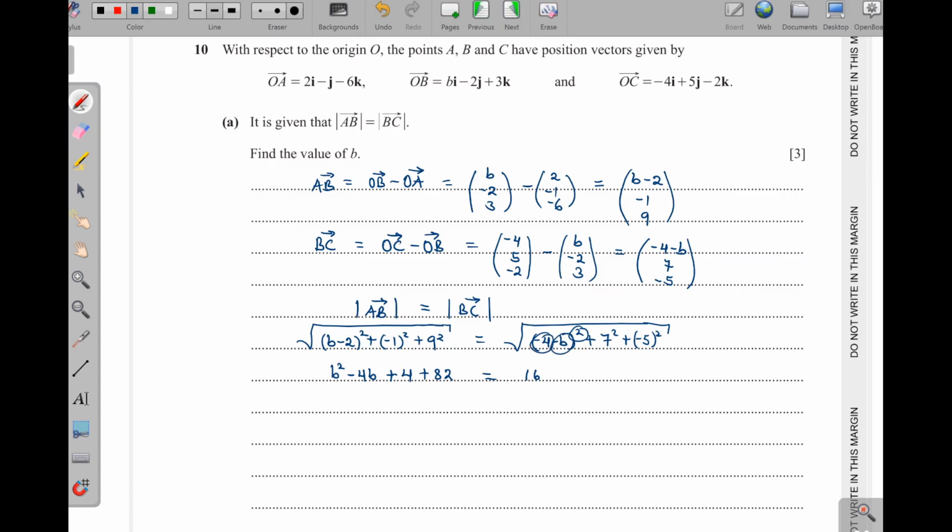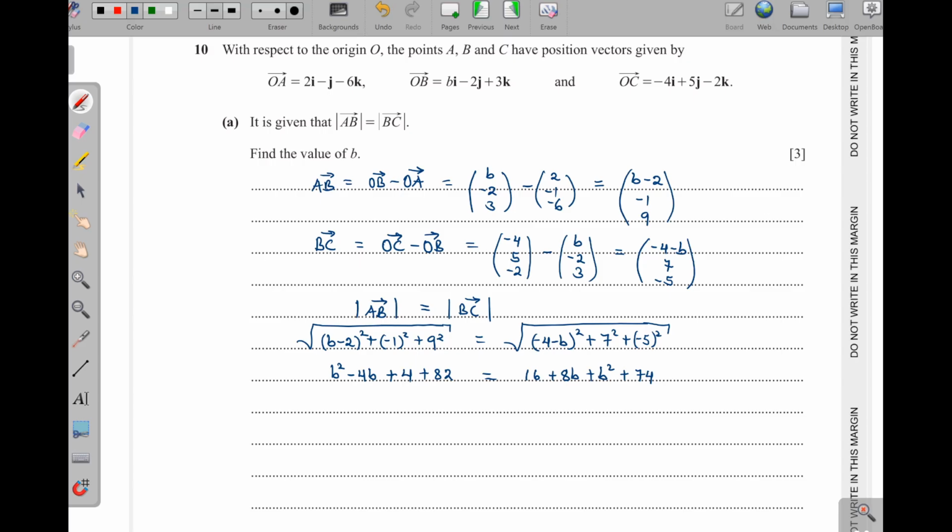Then we go to this side, square the -4, you get a positive 16, then 2 times -4 times -B, that one I think will give us a positive 8B. And then square the B here, you'll get B squared, and then this one here is 49 plus 25. That is 74.